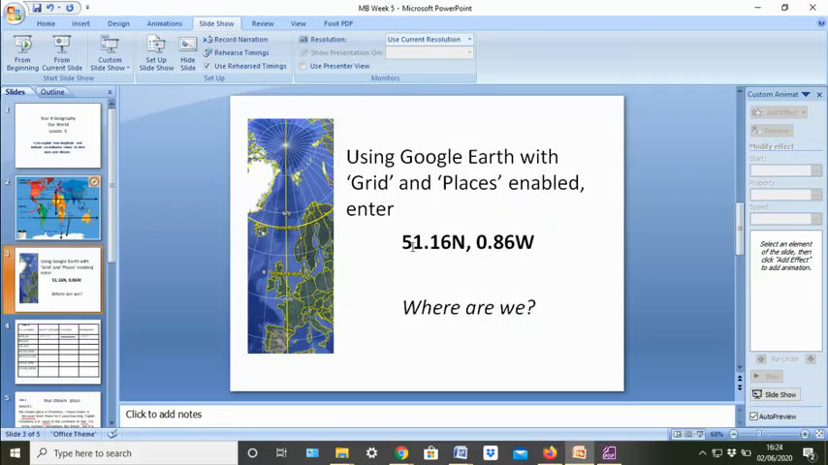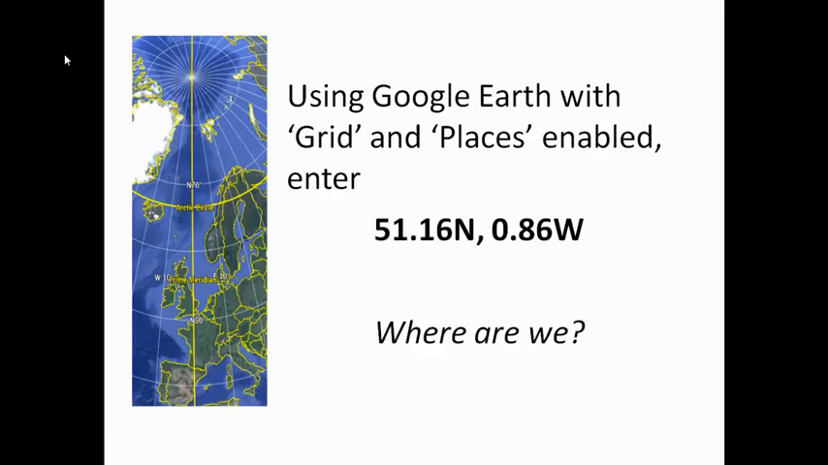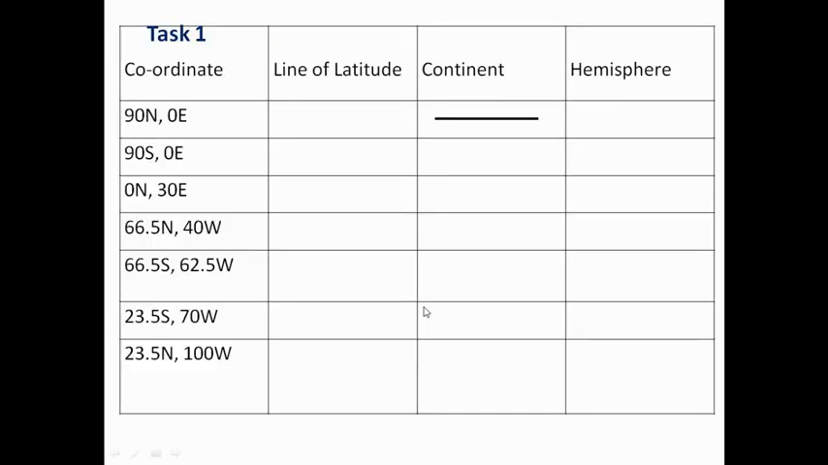So the first place we entered was here, which turned out to be Borden. Okay, and now we're going to look at a series of other places. So the first one, we've just done that one, 90 degrees north, 0 degrees east. So then you would fill in this table. This is your first task, task 1. You make a table like this, and you fill it in.